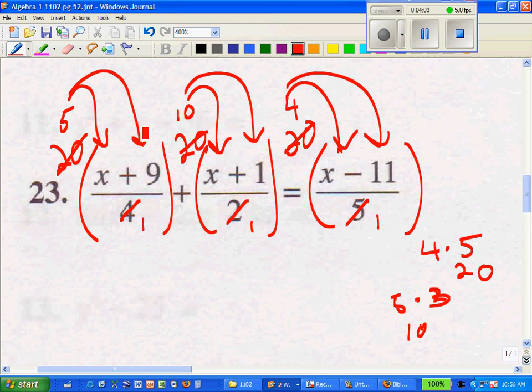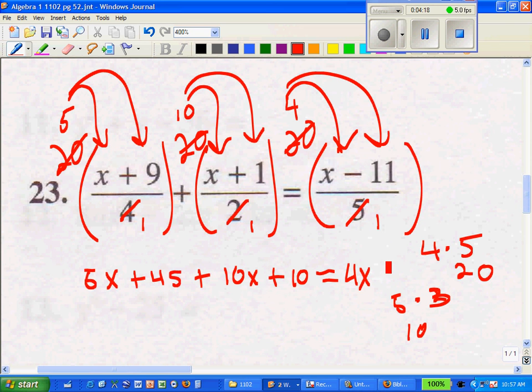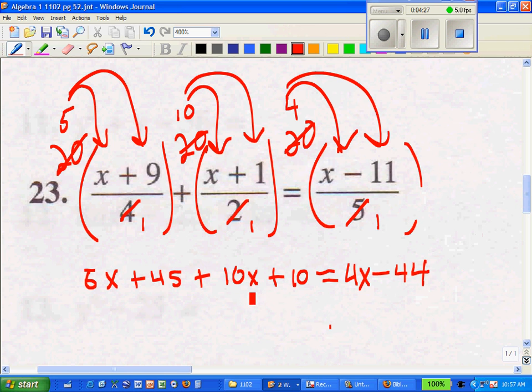Five times x is 5x. 5 times 9 is 45. Plus 10 times x is 10x. 10 times 1 is 10, equals 4 times x is 4x. 4 times negative 11 is a negative 44. Now I'm going to combine like terms. 5x plus 10x is 15x. And 45 plus 10 is 55. Equals 4x minus 44.